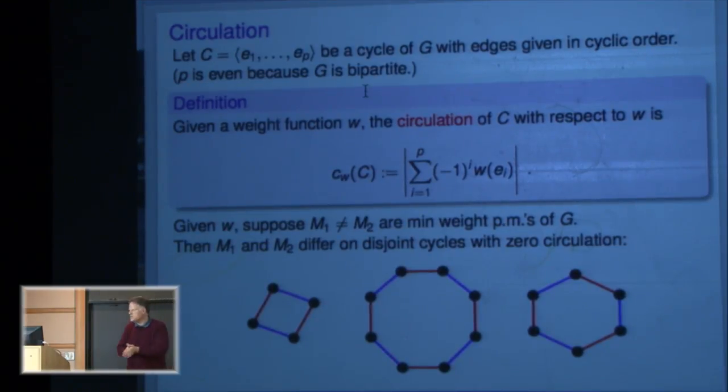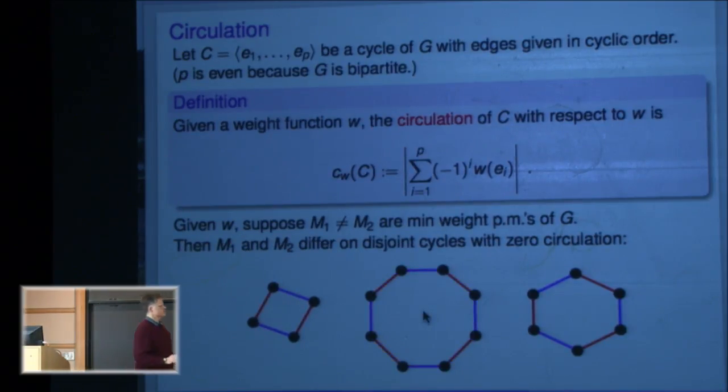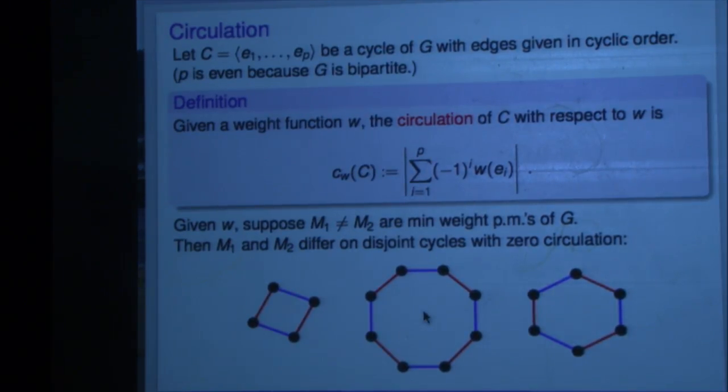Suppose one of these cycles has non-zero circulation. Suppose the middle one right here, this octagon, has non-zero circulation. Well, you have the blue matching and you have the red matching, and they alternate along the path. So the blue weights added up are going to be different from the red weights. So what you do is swap the blue and the red edges along this cycle. And that's going to change the weight of both matchings. It's going to increase one, and it's going to decrease the other. But they're both minimum weight, so you can't decrease them. So that's a contradiction. So you can't have non-zero circulation.